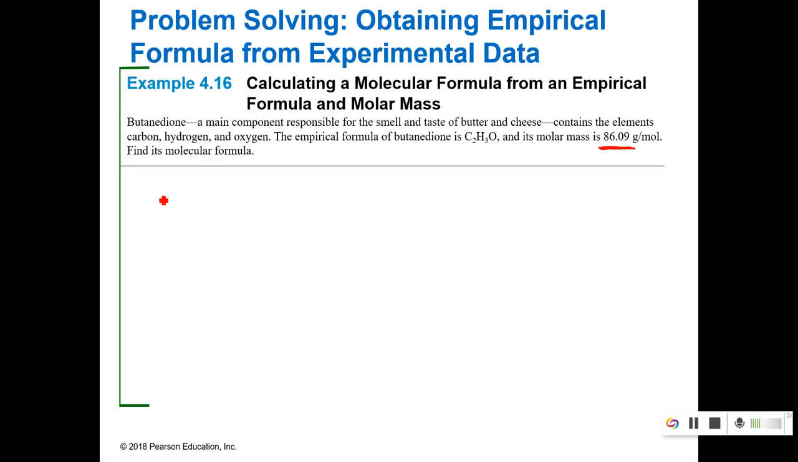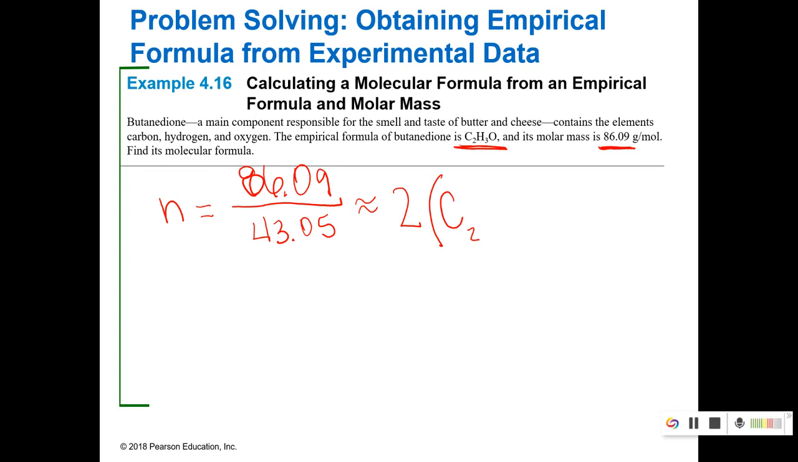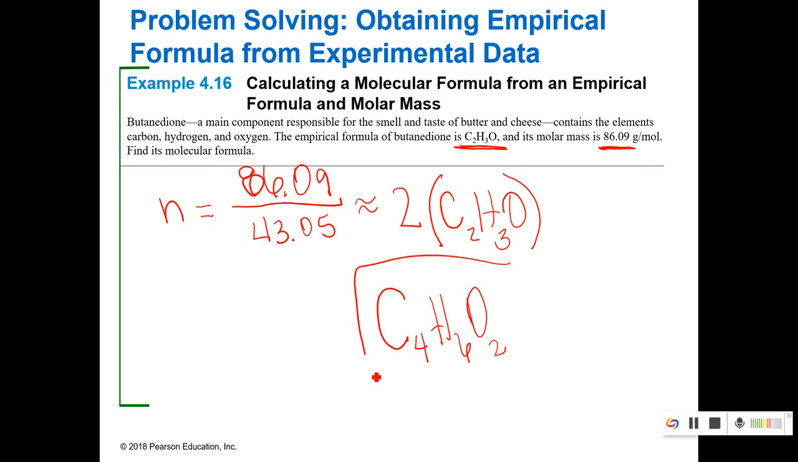Okay, so n is 86.09 divided by, on the bottom, we need to find the molar mass of the empirical formula. So I've got 24.02 plus 3.03 plus 16. I get 43.05. These should come out to be very close to a whole number. That whole number, remember, a positive integer, must then be multiplied through the compound. So this molecular formula is C4H6O2.